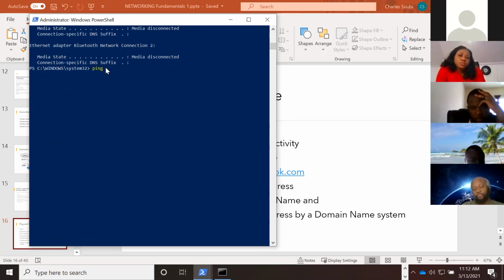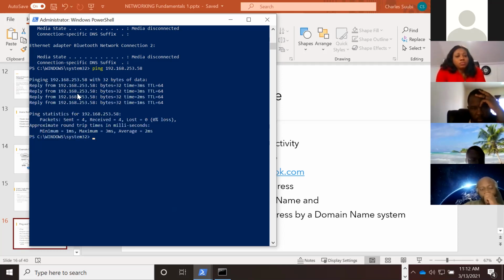But I could also verify connectivity to a different device on the same network. So let me do a ping. I'm pinging a certain device on my network from my laptop, which has the 0.62 IP. So let me do 253.58. I'm getting a response from another device, which is 253.58, on my network. To make it better, let me get a server that I know by name.